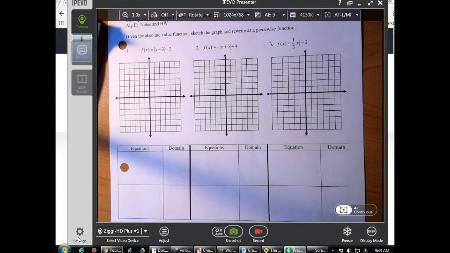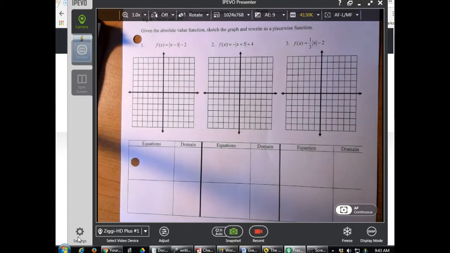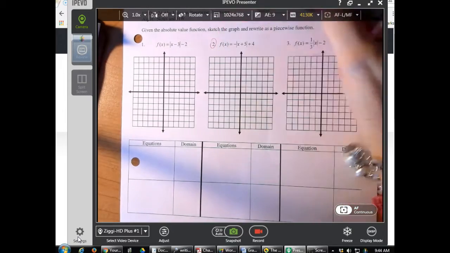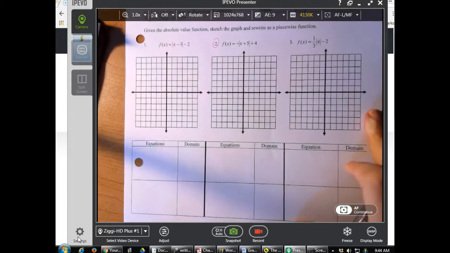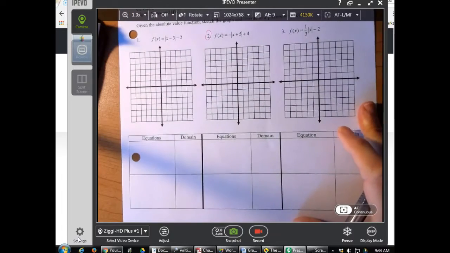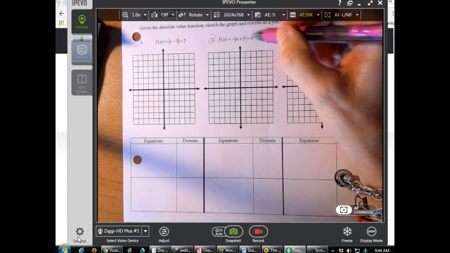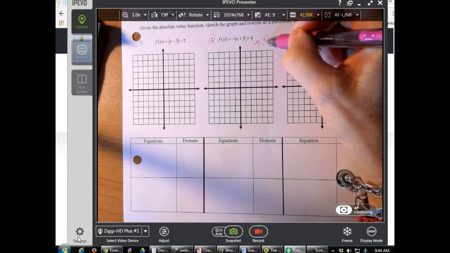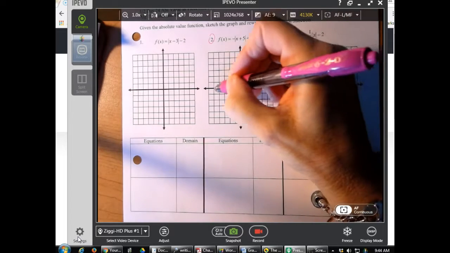Okay, I'm going to do a couple problems with you from today's lesson. Let's go ahead and look at number 2 again from the notes from today. I'll do this pretty quickly because we did it in class, but I need to find the vertex, and it's -5, 4, so I'll put that in place.